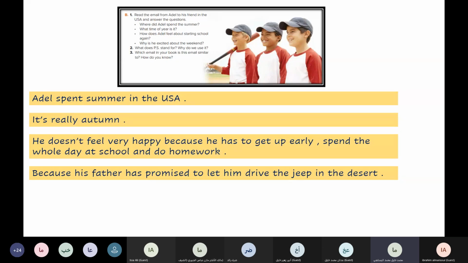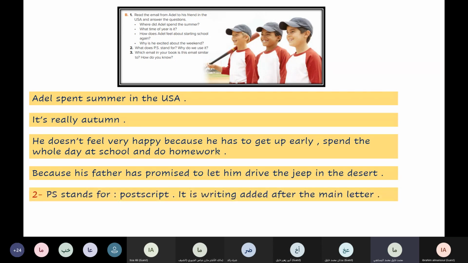Okay, now what about the second question? It talks about PS. At the end of the email, we have the letters PS. What does PS stand for? Why do we use it? Yes. PS stands for postscript. We use it if we want to add something at the end. If you want to add some information after you wrote the email, you can put PS, in other words, the additional information. PS stands for postscript. It is writing added after the main letter.